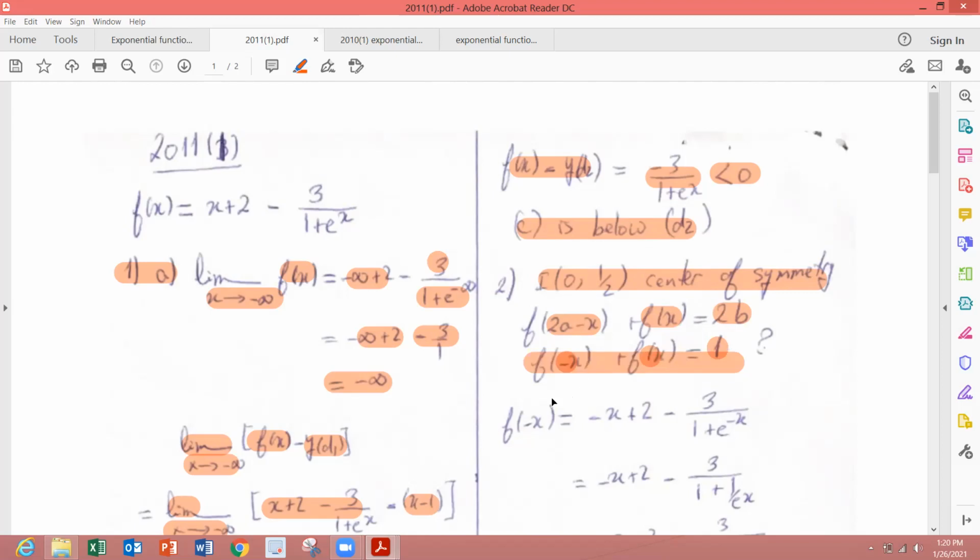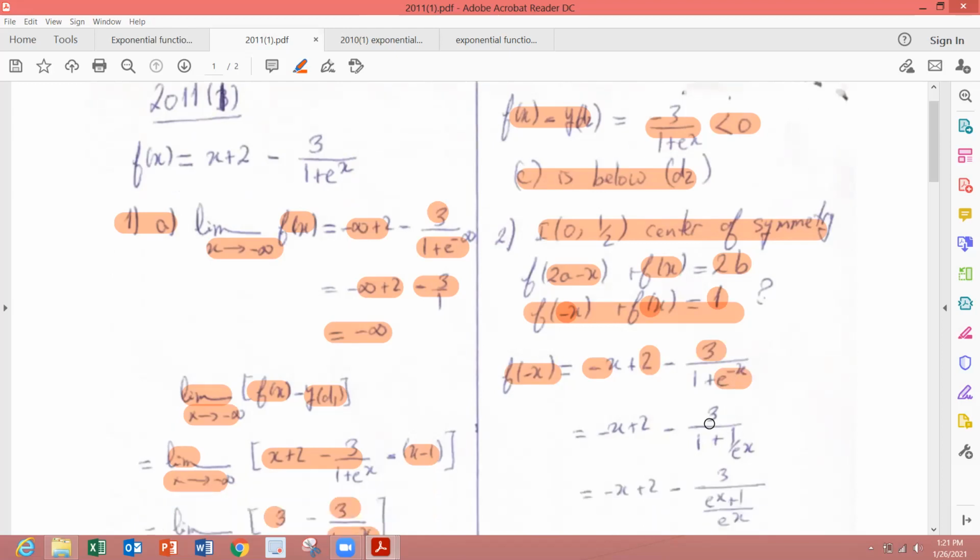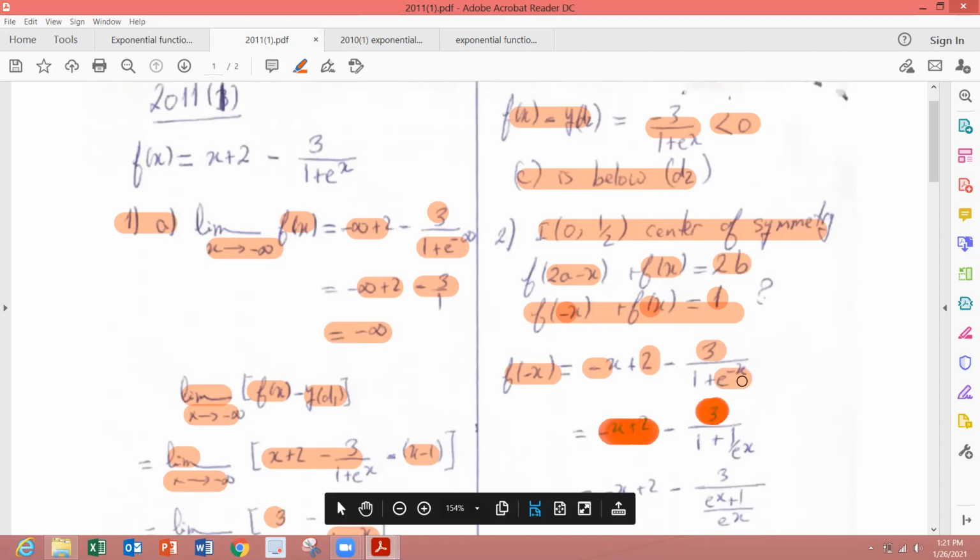f(x) is given, so we have to calculate f(minus x) first. f(minus x) is determined by replacing each x in the function by minus x. It will become minus x plus 2 plus 3 over 1 plus e to the minus x. Each x is replaced by minus x. I can write it as minus x plus 2 remains the same, 3 remains the same. e to the minus x is 1 over e to the x.